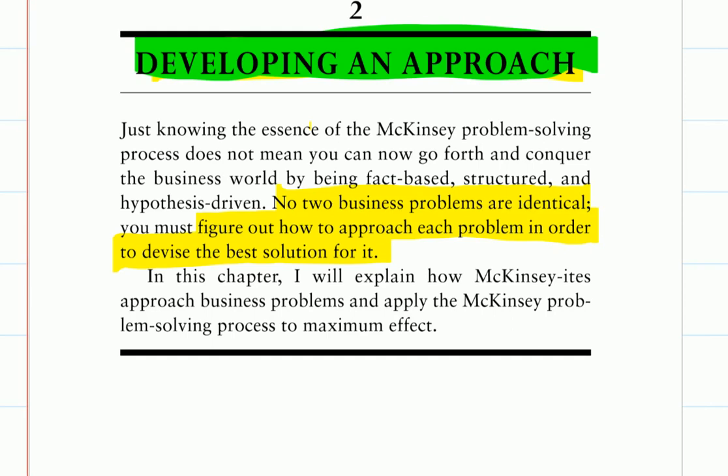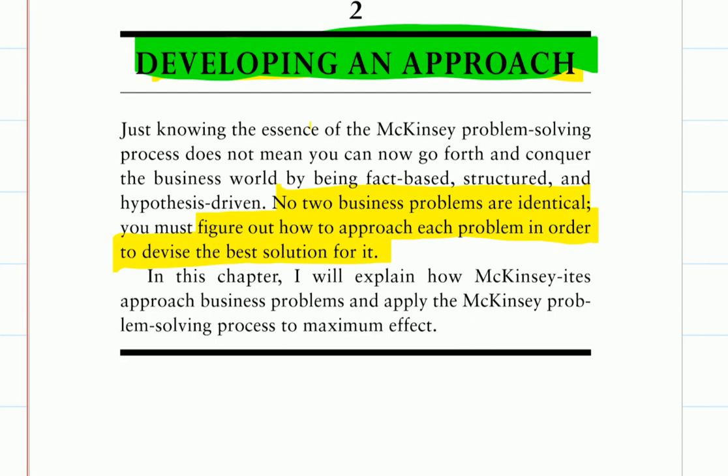So now we'll move on to the second chapter. This is a big and a very important chapter, so maybe I'll cover this in two videos. Let's see. So the second chapter talks about developing an approach to how to solve business problems, how to tackle them.